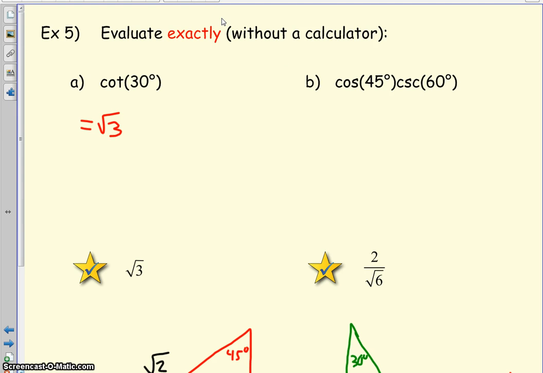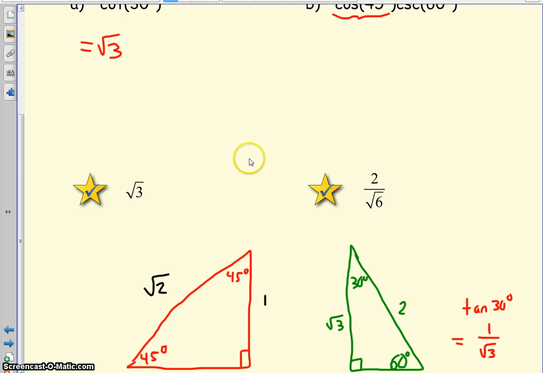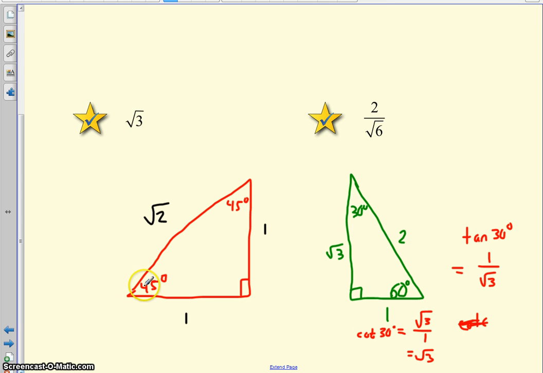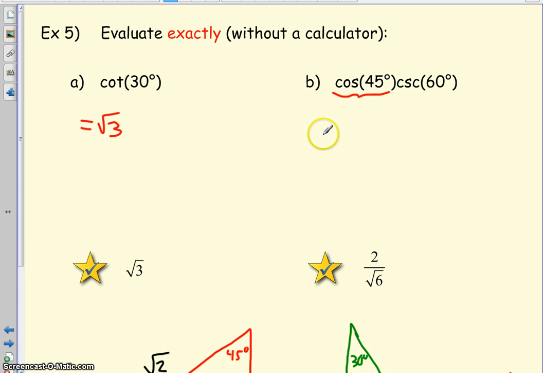Okay, so your final answer should be 2 divided by root 6. See how we got to it? Let's take a look at cosine of 45 degrees first. So for 45 degrees, cosine of 45 will be adjacent over hypotenuse, so 1 over root 2. Okay, so that part's done.